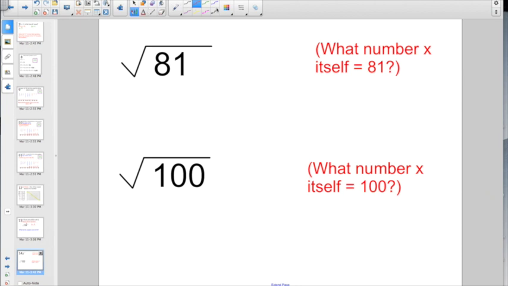So let's practice a few of these. This is asking us, what is the square root of 81? You've got to think, what number times itself is 81? Well, that would be 9, right? 9 times 9 equals 81. Let's try one down here. What is the square root of 100? What number times itself equals 100? Well, that would be 10, because 10 times 10 equals 100.